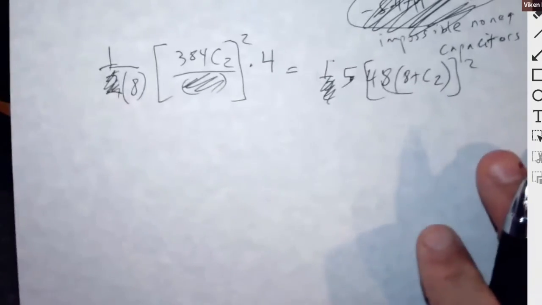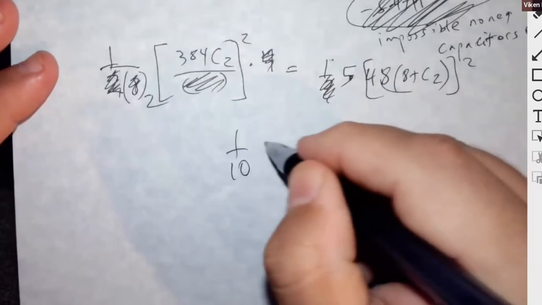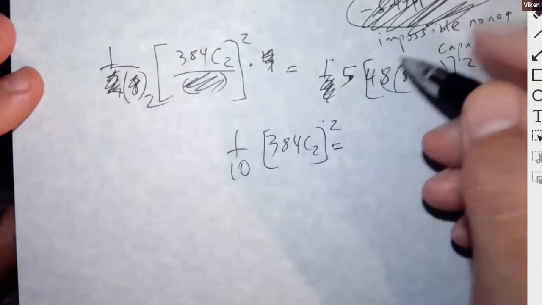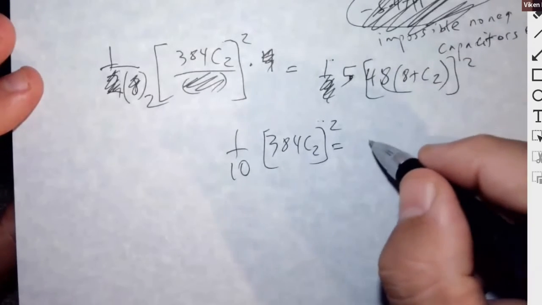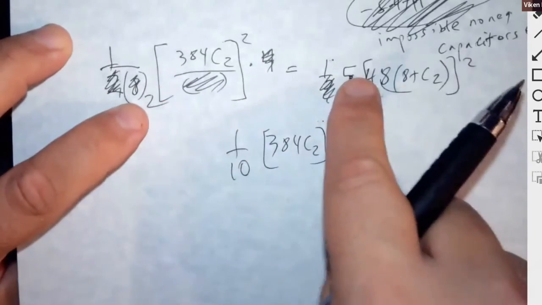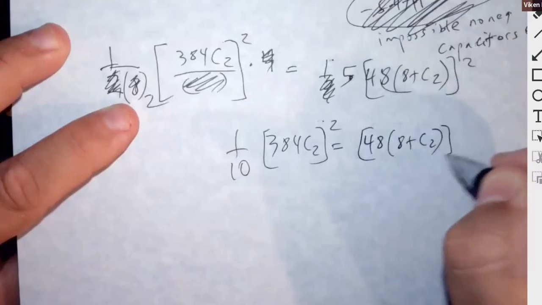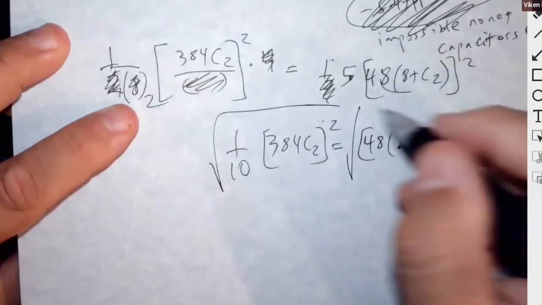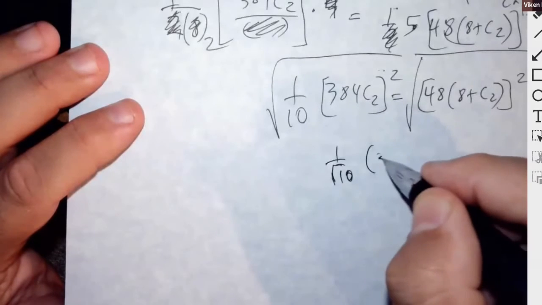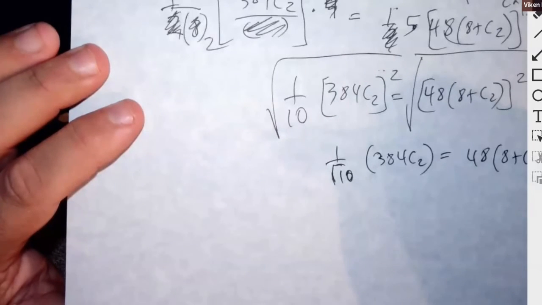Okay. So then you're going to have same thing. This is going to be a 2. Then you're going to take the 1 over 10, 384 C2 squared. And then that's going to be 5. Now we could actually take the 5 and bring it down. Let's see here. 4 over 8 is 2. 5 goes down here. 10. Okay, so now square root it. So then you're going to get 1 over square root of 10, 384 C2 is equal to 48, 8 plus C2.